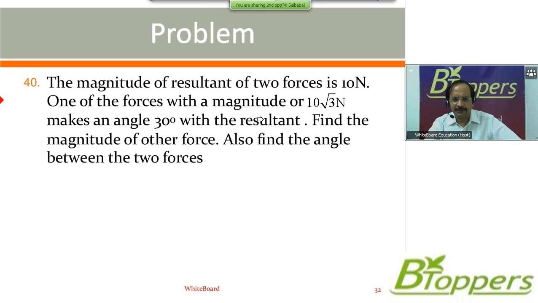One of the forces with a magnitude of 10 root 3 newtons makes an angle of 30 degrees with the resultant. Find the magnitude of the other force. Also find the angle between the two forces. Come on, you can take a pause and try this problem yourself. Those who need time can take a pause and try this problem.